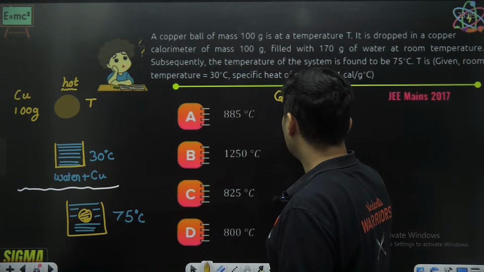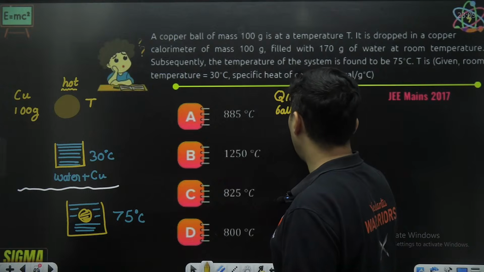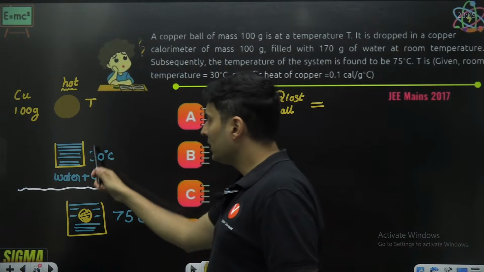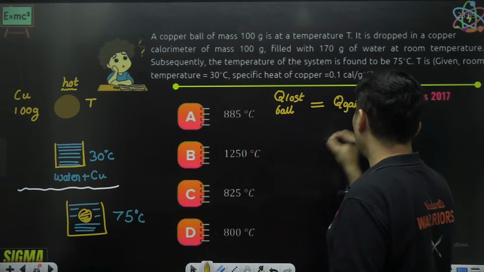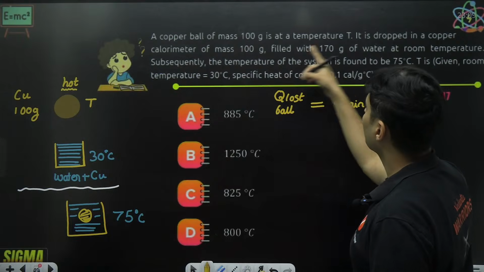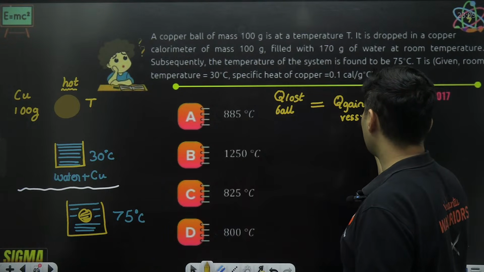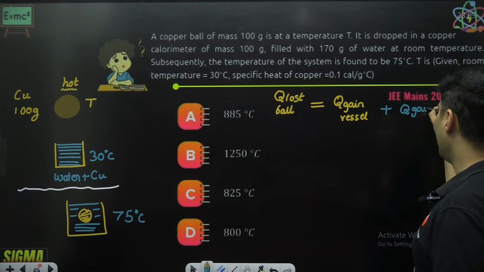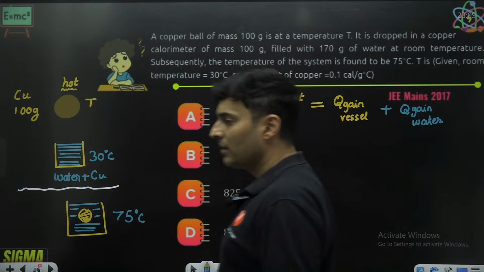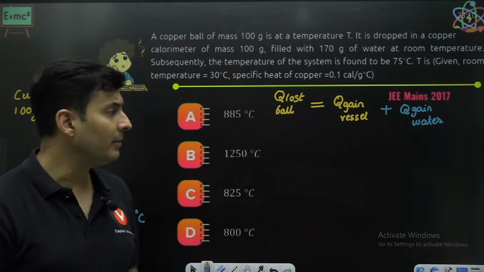The heat which is lost by the copper ball will be equal to the heat which is gained by two parts: the vessel, since it is a copper calorimeter, and also some amount of heat gained by the water inside that vessel. This is my first equation, the governing equation, by using the principle of calorimetry.